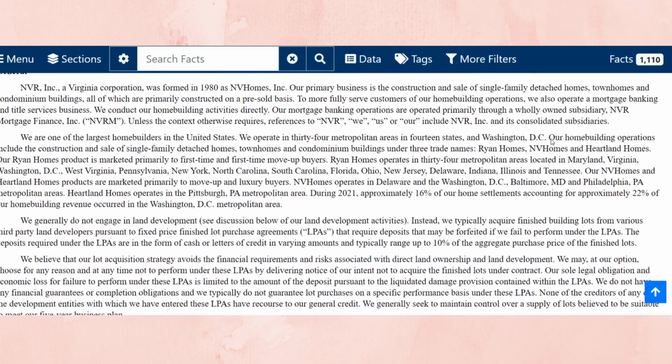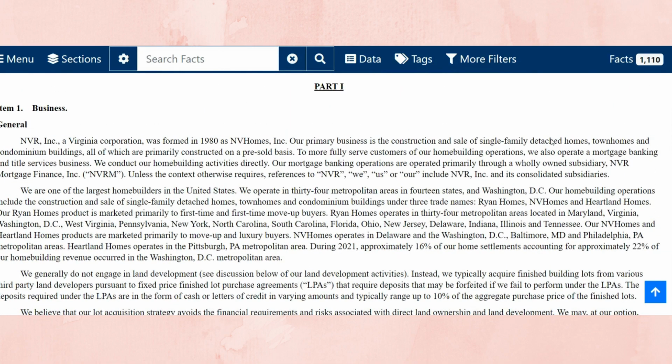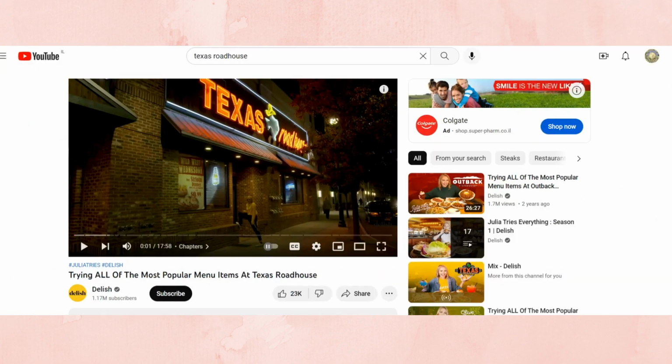But sometimes I'll just read the first item, the business item, what the company does. I'll just glimpse through it. But mainly my first step isn't reading the 10Ks. What I do is, let's say Texas Roadhouse. I did this for a few weeks. I was doing a lot of research on Texas Roadhouse. I really like this company. I want to make an entire series on this company.